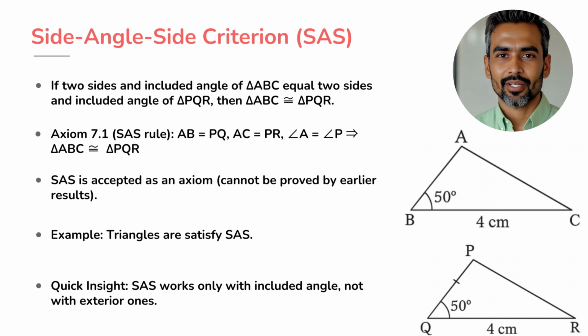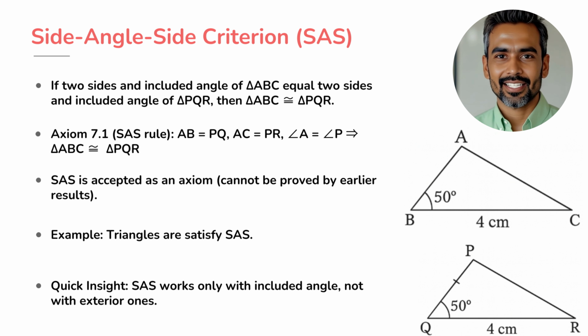Let's explore one of the most powerful rules in triangle congruence, the side-angle-side or SAS criterion. Imagine you're comparing two triangles. If two sides and the included angle of one triangle are exactly equal to the corresponding two sides and the included angle of another triangle, then we can confidently say that the triangles are congruent.